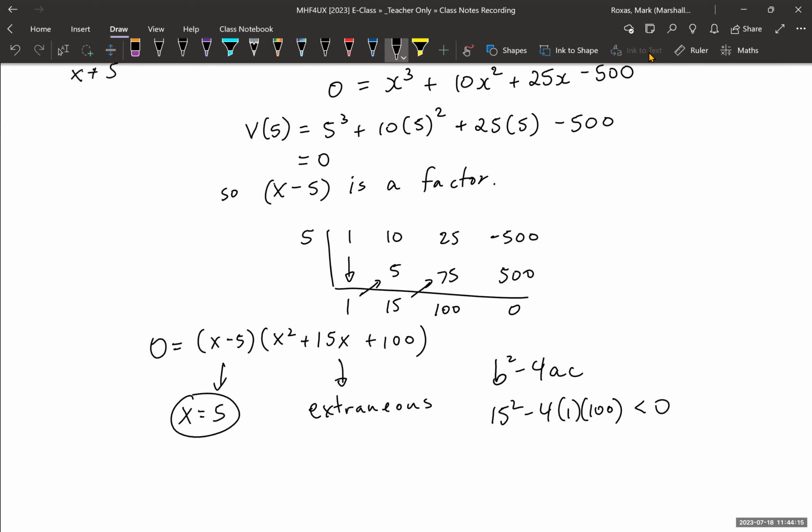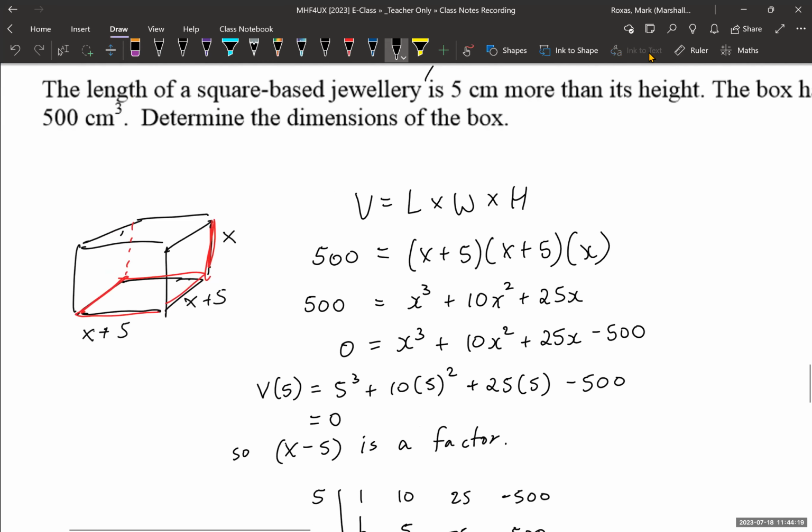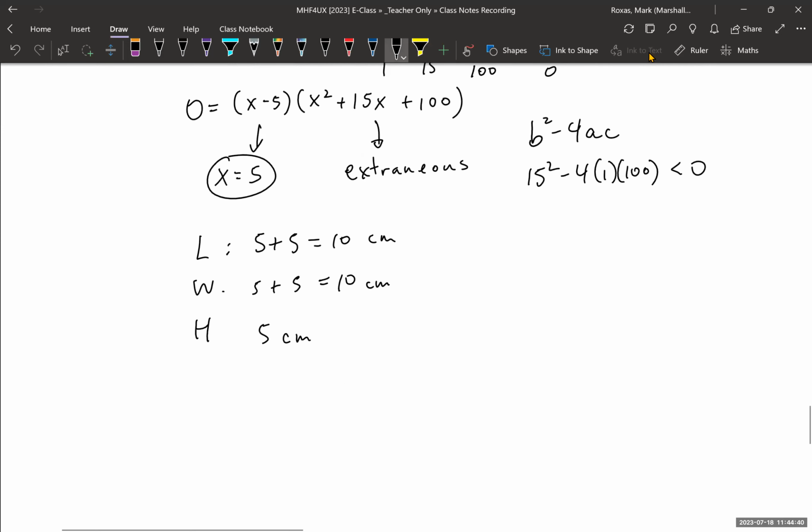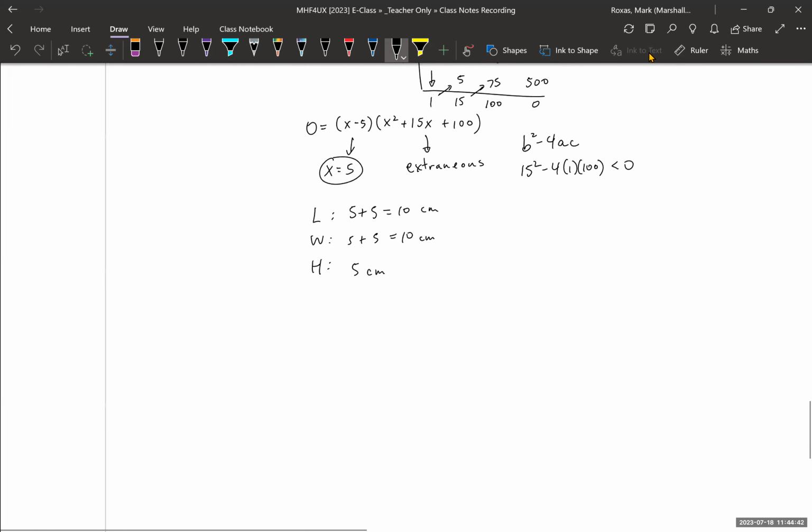All right, so with x equals 5, we can proceed to answer the question, what are the dimensions of the box? Well, the length is 5 plus 5, which is 10. The width is 5 plus 5, it's just 10. It's a square-based box, and then the height is just 5. So 10 centimeters by 10 centimeters by 5 centimeters are the dimensions of the box.